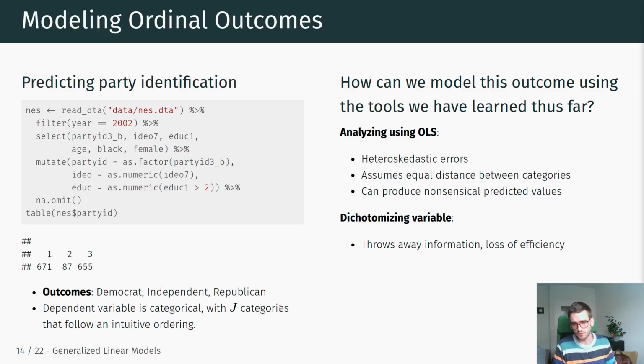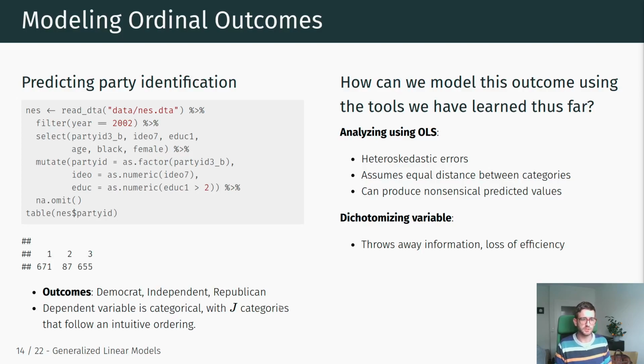So we already know we're basically violating that assumption. But there are additional issues. For example, if we just analyze this outcome as continuous, what we're assuming is that there's an equal distance between each of those categories.